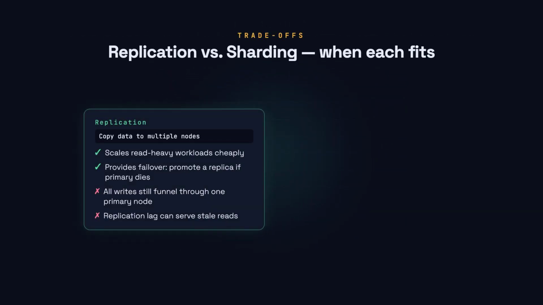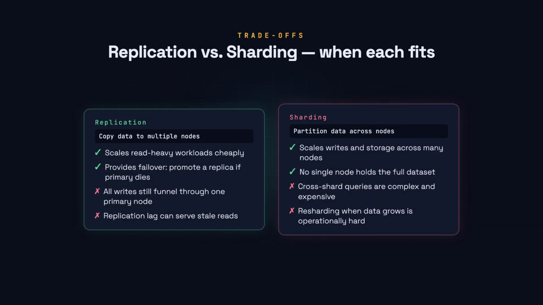Replication and sharding each solve a different dimension of the scaling problem, and each introduces its own costs. Replication is relatively straightforward to add and immediately relieves read pressure, but the primary remains a write bottleneck and replicas can lag. Sharding unlocks true horizontal growth for writes and storage, but it forces your application to be shard-aware, and queries that span multiple shards become expensive operations that must be carefully designed or avoided.